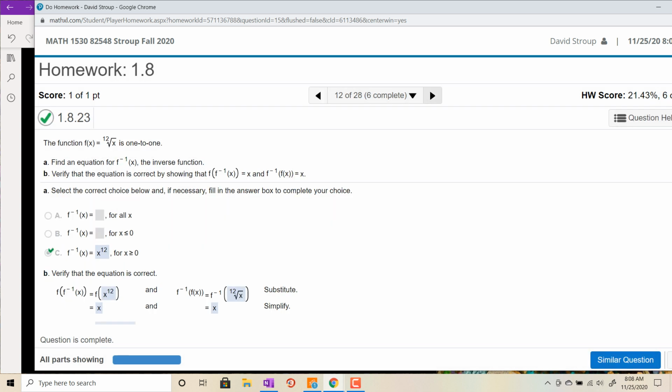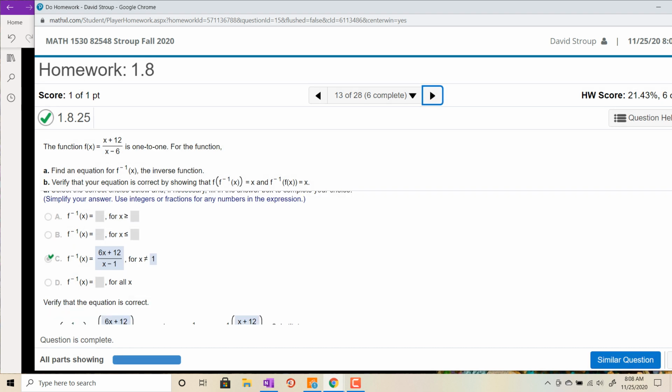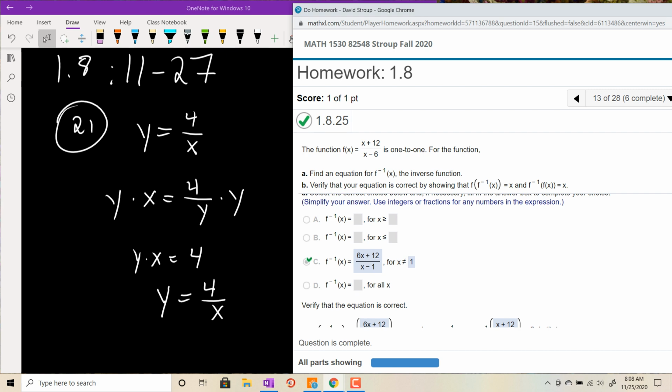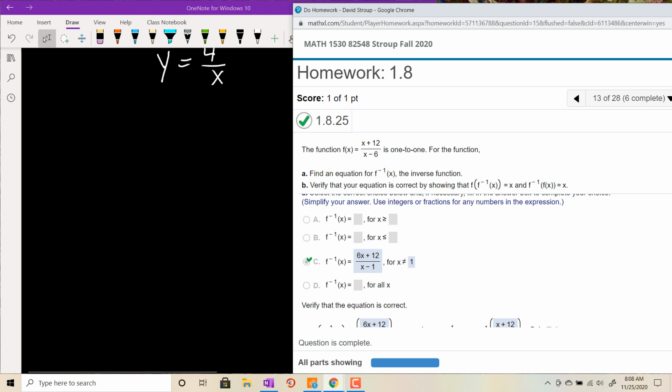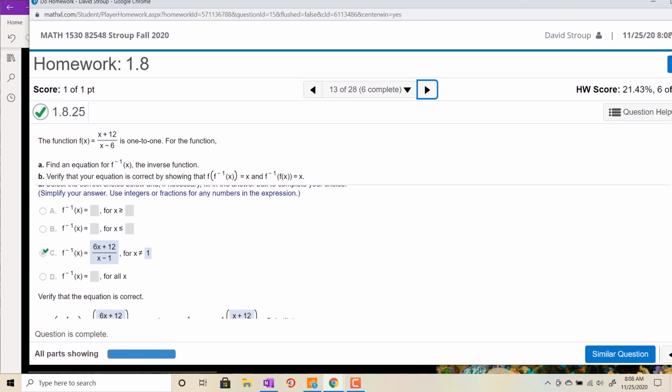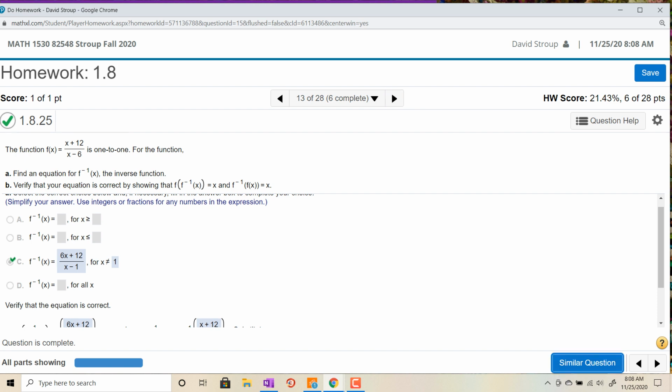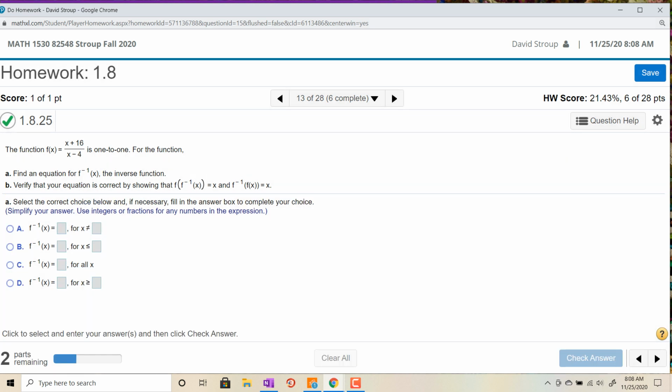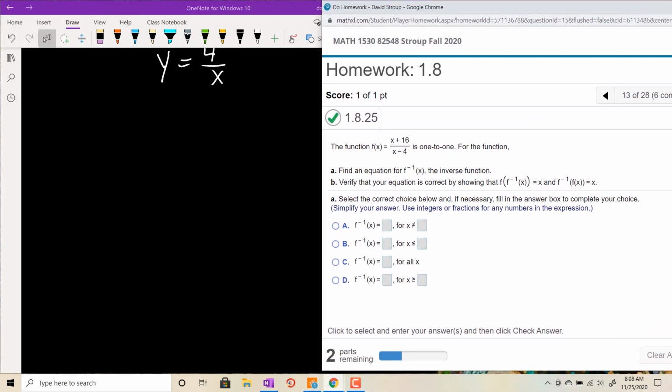Let's get another one. Oh yeah, so this one is kind of nasty. Problem 25. We'll do a similar question to it. Verify that the function has an inverse function. Oh, it says it has an inverse. It says it's 1-to-1. Find the equation for f inverse then.